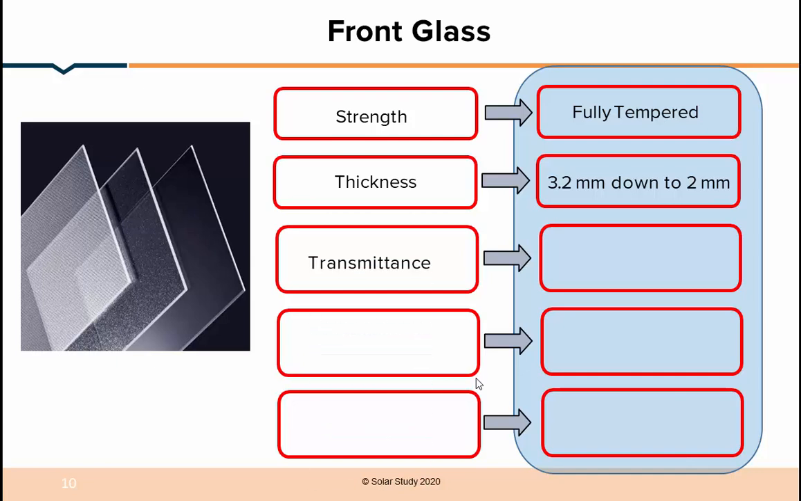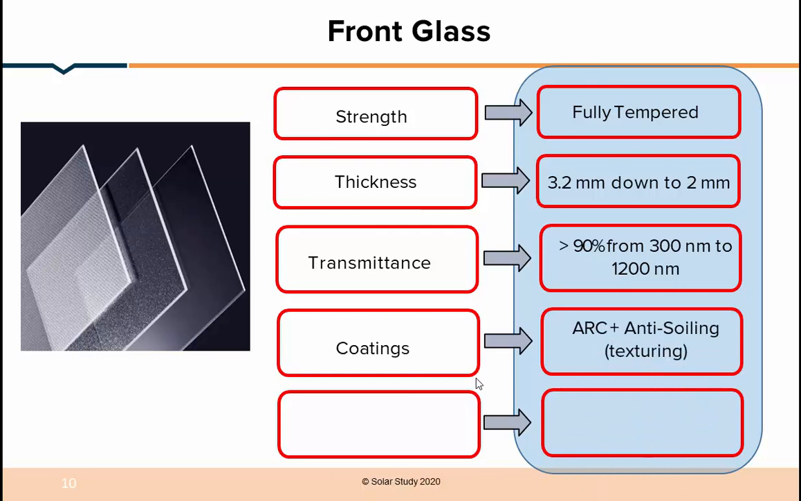Okay, then transmittance. Why is transmittance required? This is how much quantity of rays can come into it. See, transmittance should be 90%. It should be more than 90% of rays coming inside, in the range from 300 nanometer to 1200 nanometer wavelength. Then coating. Already we know that anti-reflection coating is also required to reduce optical losses. Then anti-soiling, that is texturing.